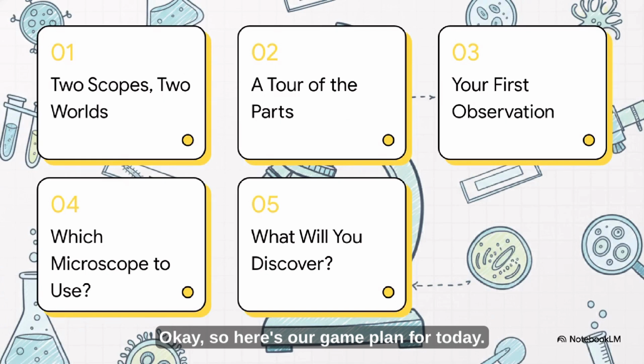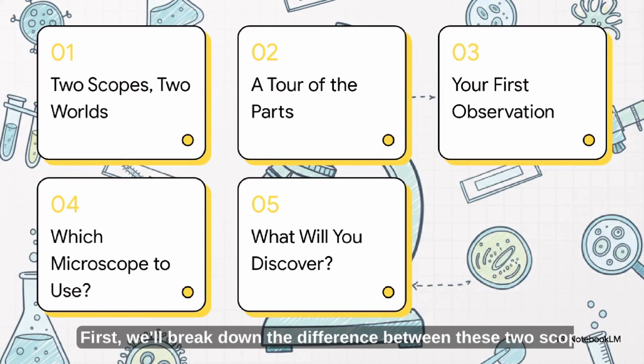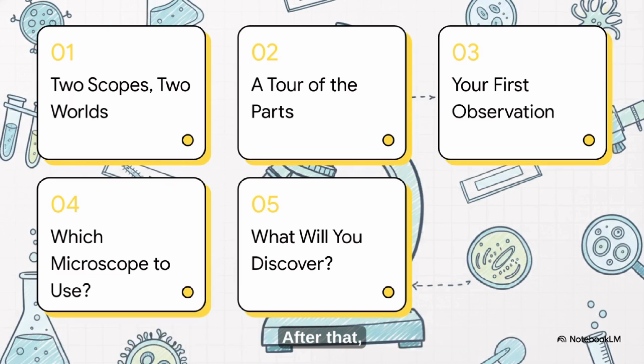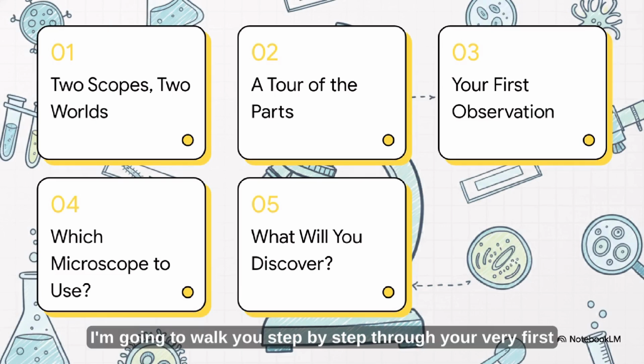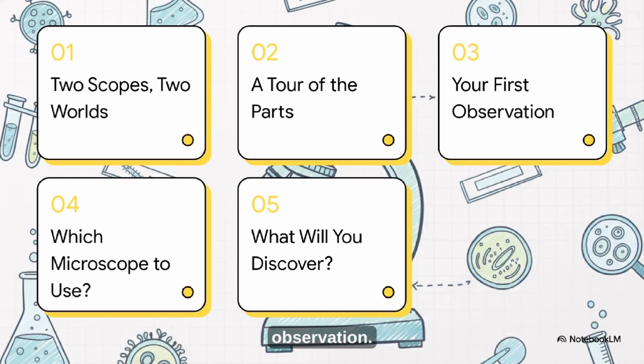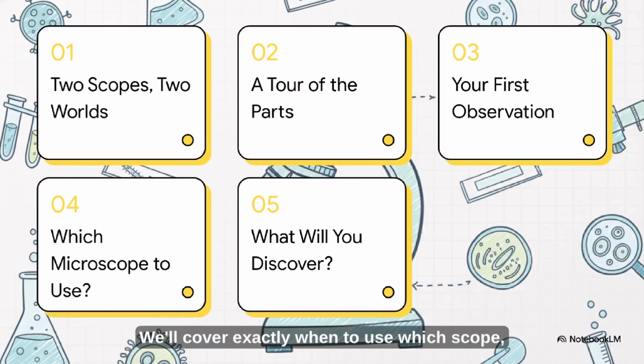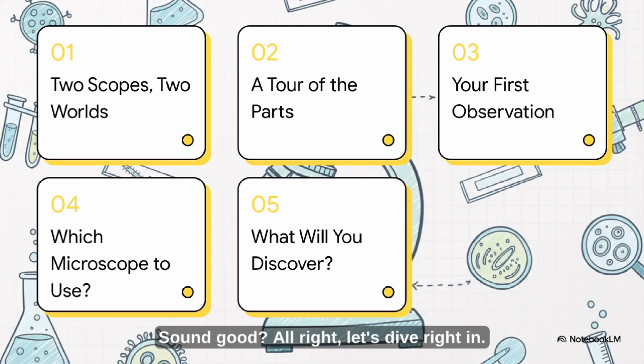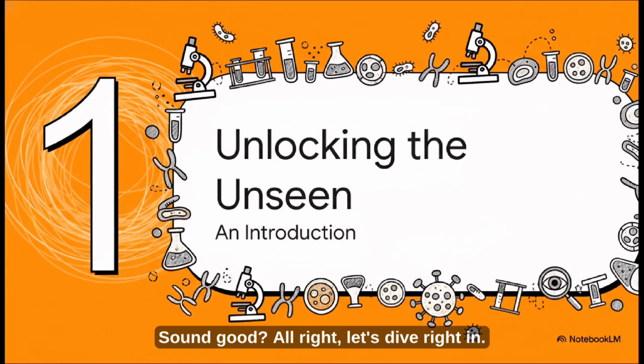Okay, so here's our game plan for today. First, we'll break down the difference between these two scopes, what makes them tick. Then we'll do a quick tour of all the essential parts. After that, I'm going to walk you step by step through your very first observation. We'll cover exactly when to use which scope, and then we'll send you off on your own path to discovery. Sound good? All right, let's dive right in.